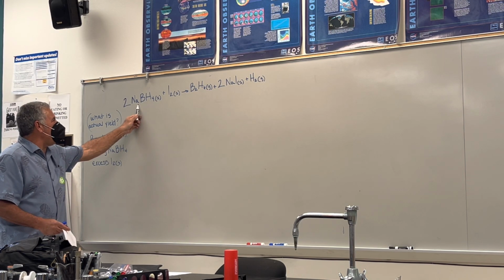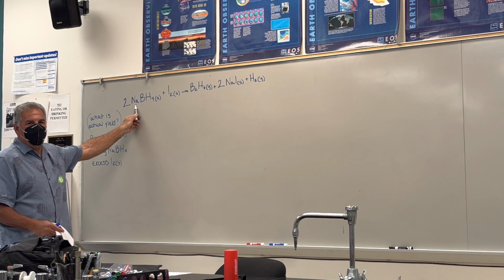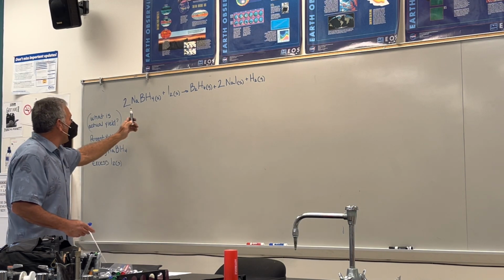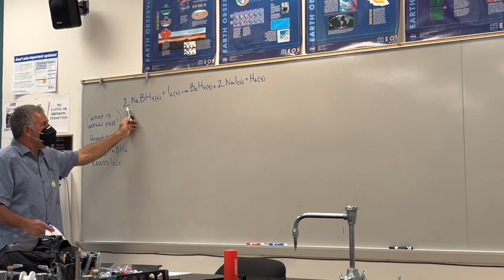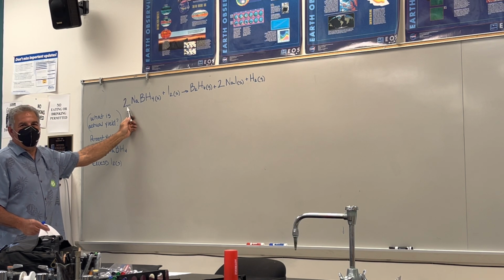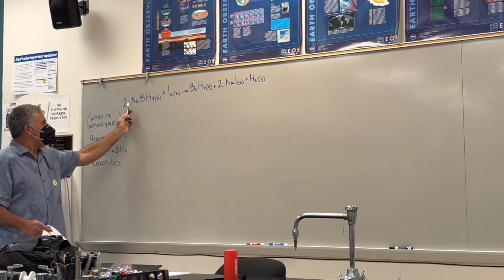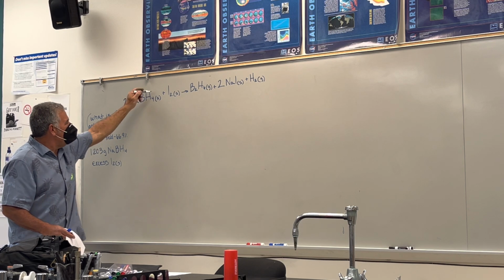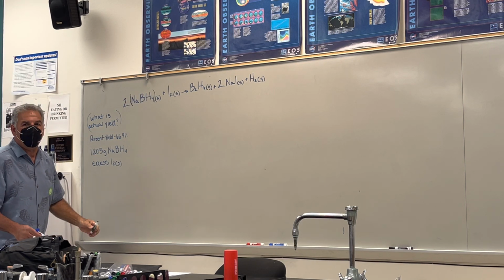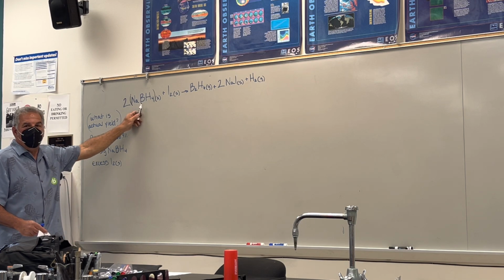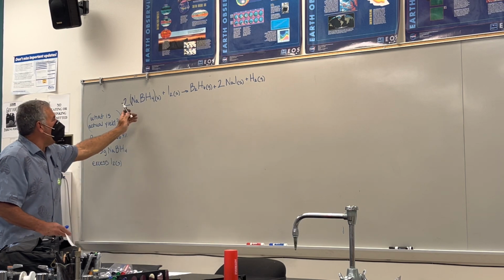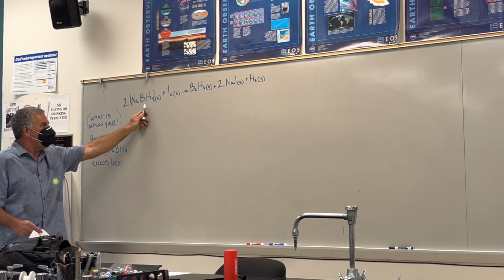Maria, how many Na's are there? 2. And how about on the other side? 2. Good, so that part's balanced. Brittany, how many B's are there? 1, 2. Right? Remember, this 2 in the front, the coefficient distributes all the way through the whole thing. So how many B's? 2. Okay, and then on this side? 2. Good. All right. Dom, how many H's on this side?